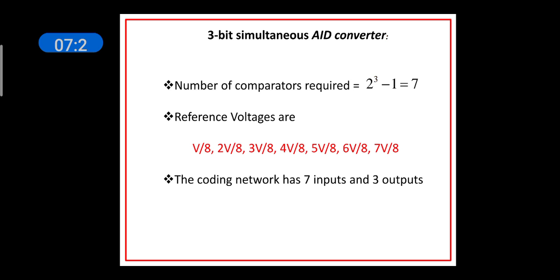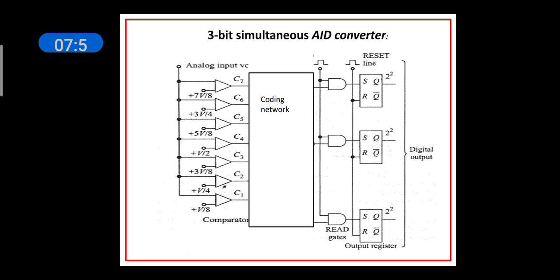Next we will see the 3-bit simultaneous A to D converter. The number of comparators required is 2 power 3 minus 1, that is 7. Reference voltages are plus V by 8, plus 2V by 8, plus 3V by 8, plus 4V by 8, plus 5V by 8, plus 6V by 8 and plus 7V by 8. The coding network has 7 inputs and 3 outputs. This is the block diagram for the 3-bit simultaneous A to D converter.